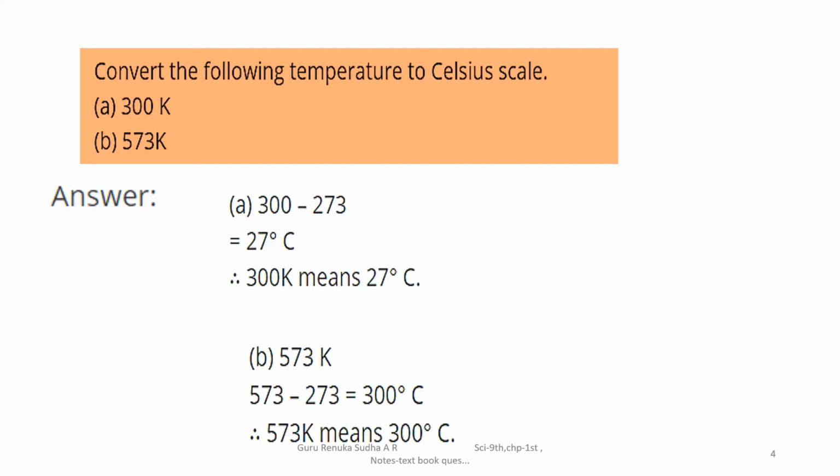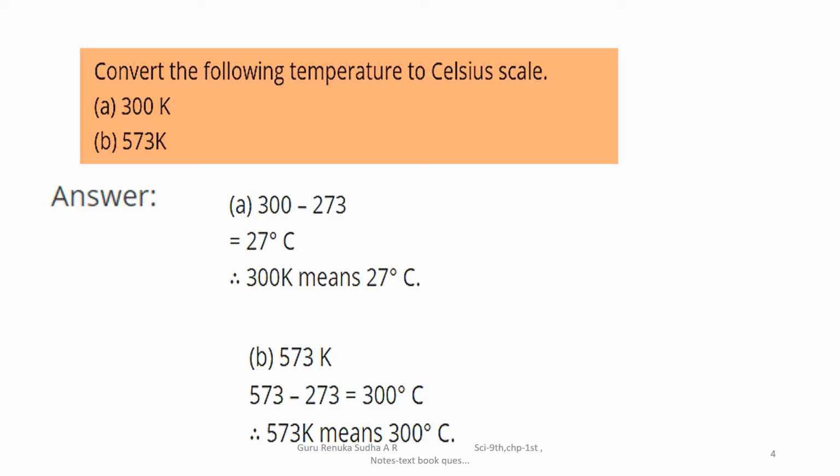K is equal to C plus 273. When you are converting to Celsius, C is equal to Kelvin minus 273, you have to do. The same thing we have used here and converted that 300 Kelvin temperature to 27 degrees Celsius. That means when the temperature on the Kelvin scale is 300, on the Celsius scale the temperature of that substance will be 27 degrees Celsius.